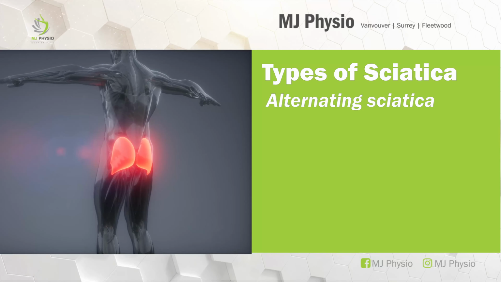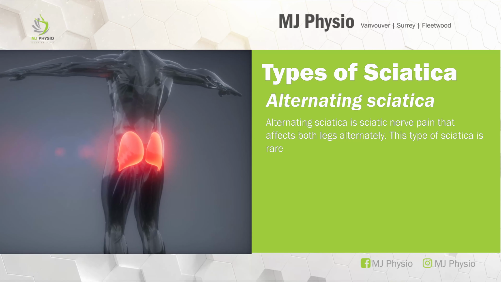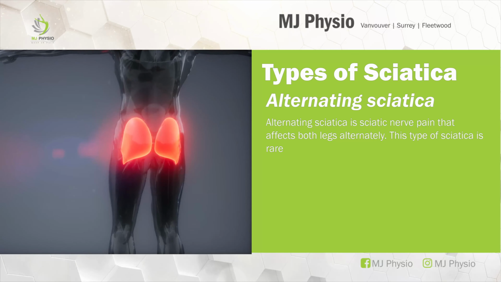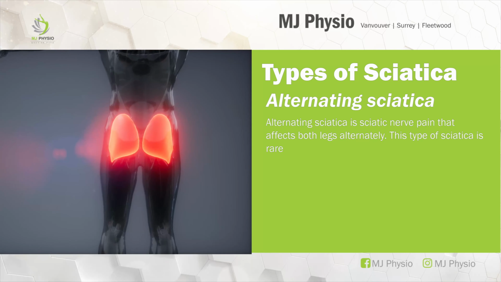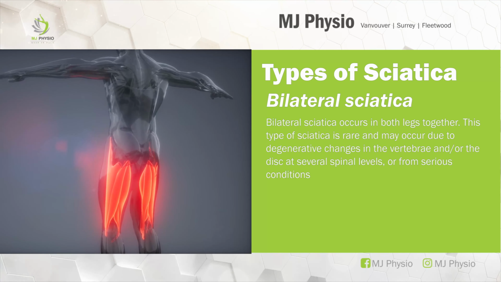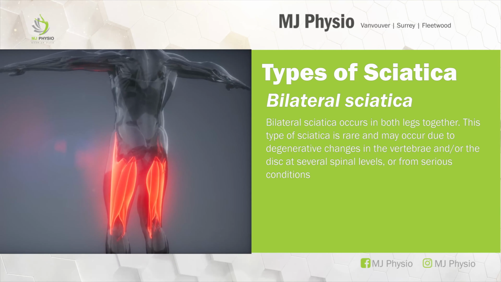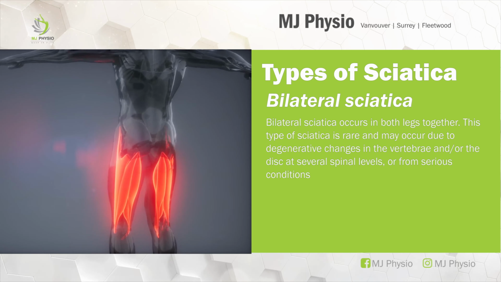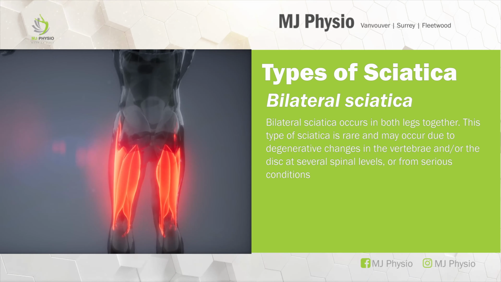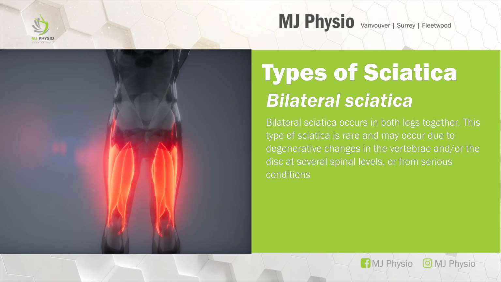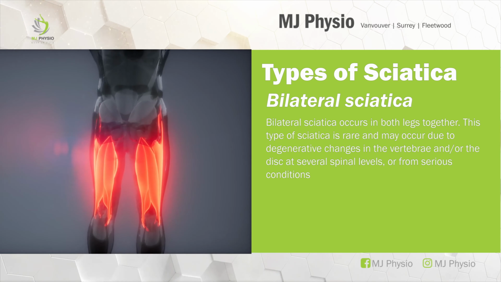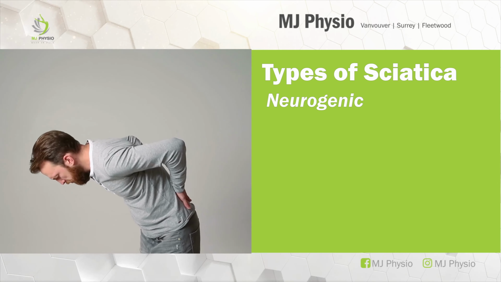Alternating sciatica. Alternating sciatica is sciatic nerve pain that affects both legs alternately. This type of alternating sciatica is really rare. Bilateral sciatica. Bilateral sciatica occurs in both legs together at the same time. This type of sciatica is also rare and may occur due to degenerative causes in the vertebrae or the disc at several spinal levels.